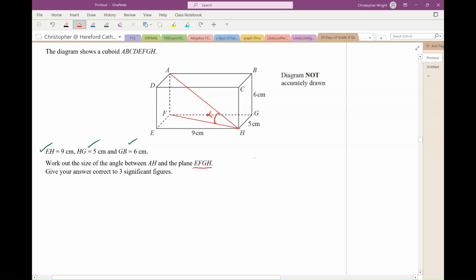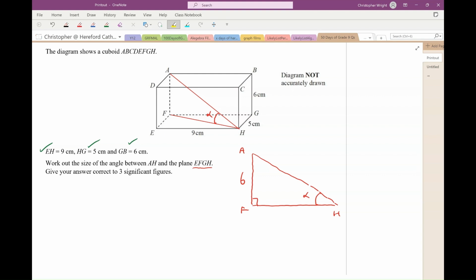Let me try and draw it again. Right, A down to F, and then along to H. A, F, H. There's the hypotenuse, that's the line AH. This is the angle alpha, that's a right angle. That's 6. Oh, if only I knew what this length was, then I could use tan to find alpha. If only I knew the length of FH.